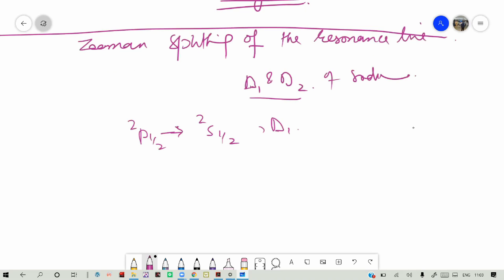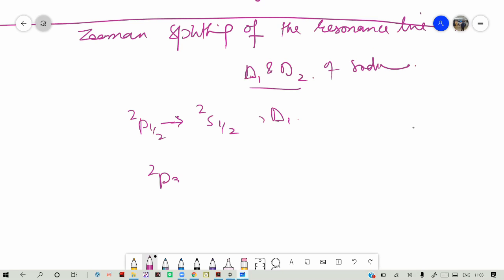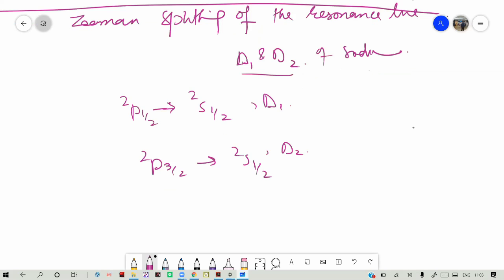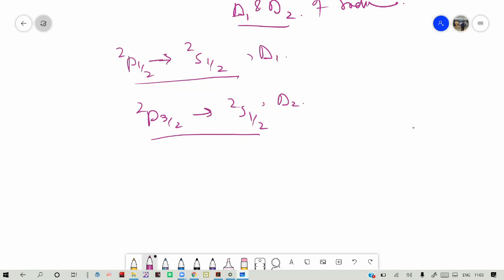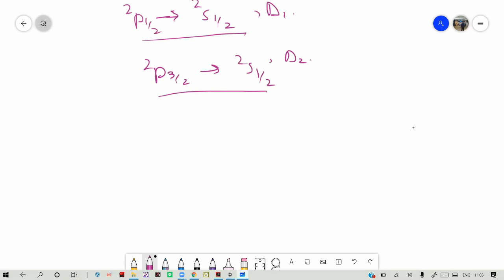And when there is a transition from 2p 3/2 to 2s 1/2, it is D2. So this is how the lines are named between different terms. When a transition occurs from 2p 1/2 to 2s 1/2, it is named D1. When it is 2p 3/2 to 2s 1/2, it is D2. Any transitions between these levels will be D1 and D2 accordingly.